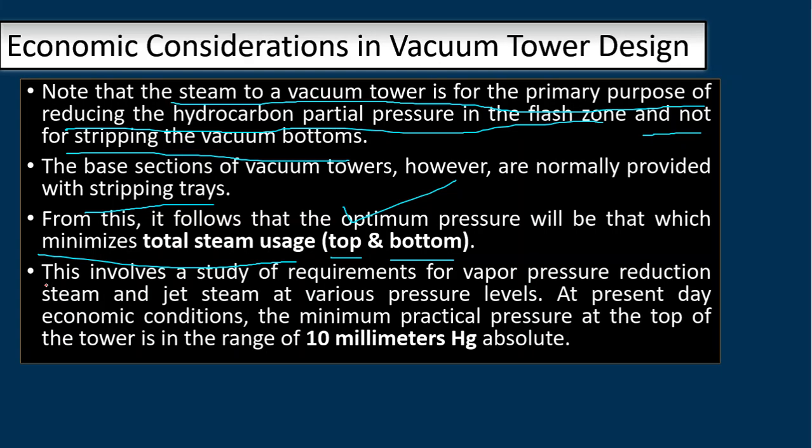It has been studied for different pressure conditions and different values of top and bottom steam, and it was found that for practical purposes the minimum possible pressure at the top of the tower should be in the range of 10 mmHg absolute. If we maintain that pressure at the top of the column, it can be a very optimized pressure, and the vacuum tower can run in an economic way. So this is all about the economic concept in vacuum tower design. Thank you very much.